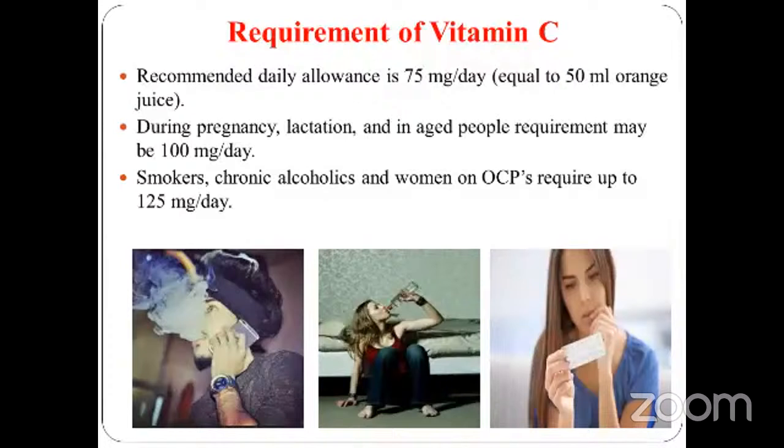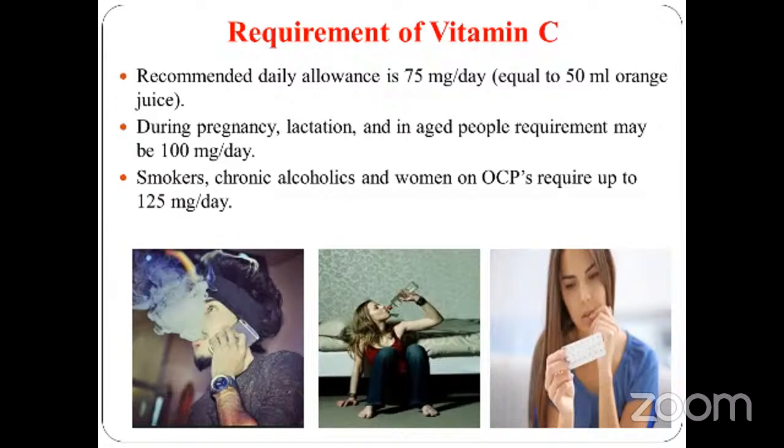Now it's the RDA, or recommended daily allowance. So for vitamin C, the RDA is about 75 milligrams per day, and it is equal to 50 ml of orange juice. During pregnancy, in lactating mothers, and in elderly people, this RDA is about 100 milligrams per day.